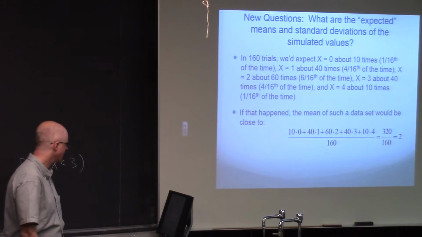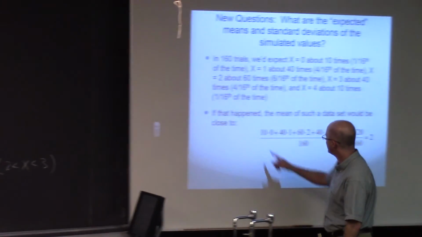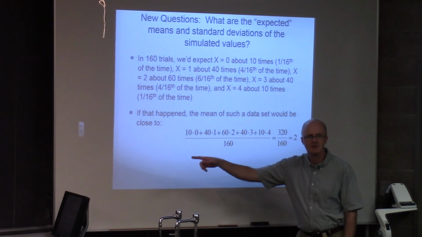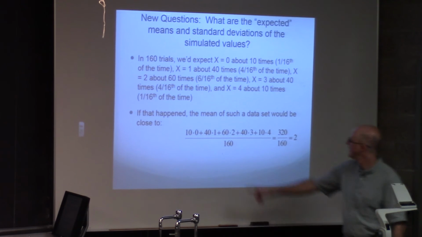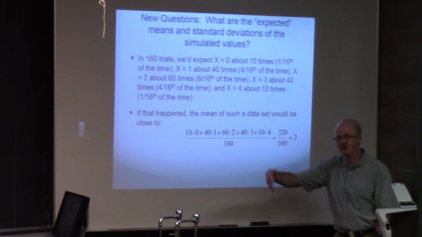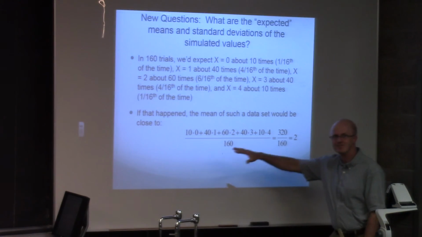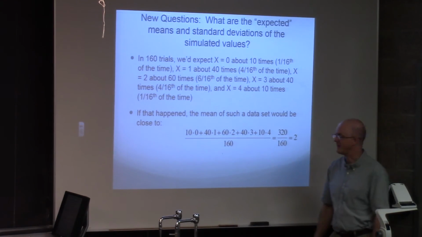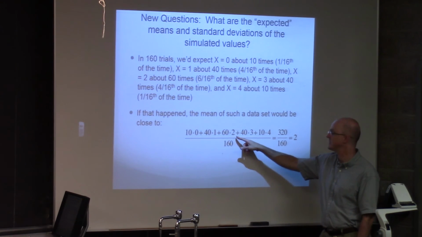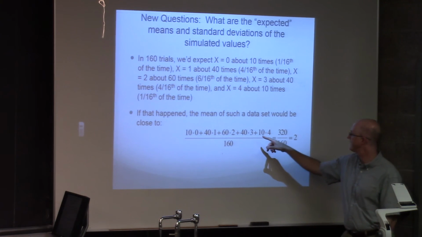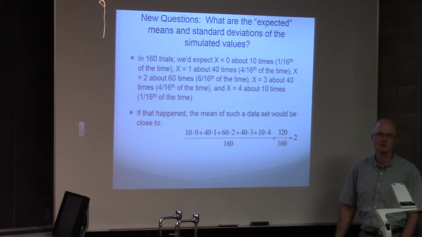How? It's essentially what's called a weighted average. You imagine you'd have 10 zeros, 10 out of 160, 1/16th of the time, you get a 0. 40 ones, 40 out of 160, 4/16ths of the time, you get a 1, approximately. This is a theoretical estimate. I'm not actually doing the simulation. 60 out of 160, 6/16ths of the time, you get a 2. 40 out of 160 times, you'll get a 3. 10 out of 160 times, you'll get a 4, approximately.